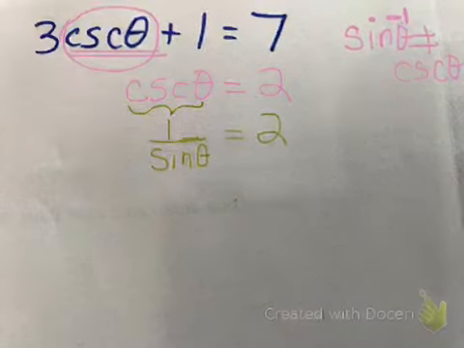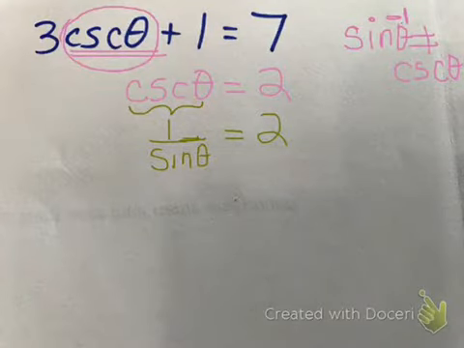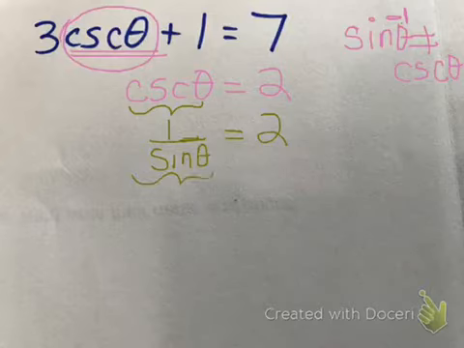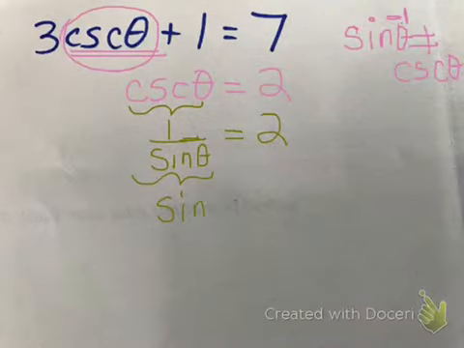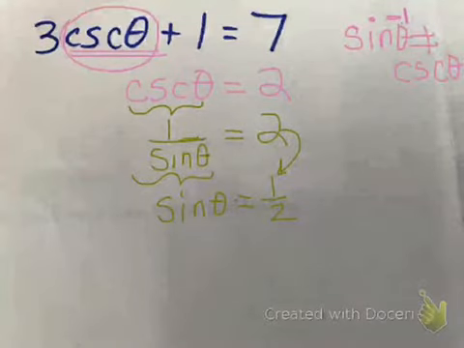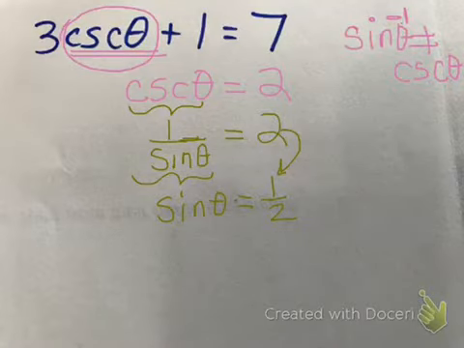Now all I'm going to do is take the reciprocal, flip both sides of the equation. So 1 over sine, if I flip that over, I get sine on top. If I take the reciprocal of 2, I just flip that over, I get 1/2. I think I've seen 1/2 on that unit circle paper. I see a lot of them. So I've just got to go hunting for that.